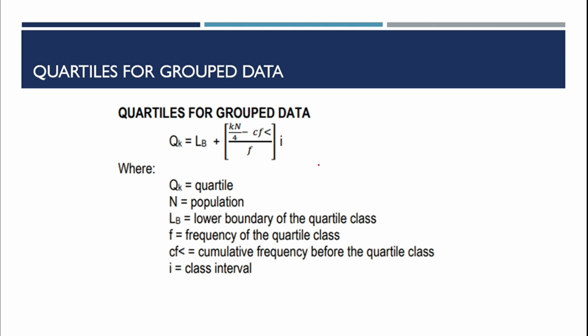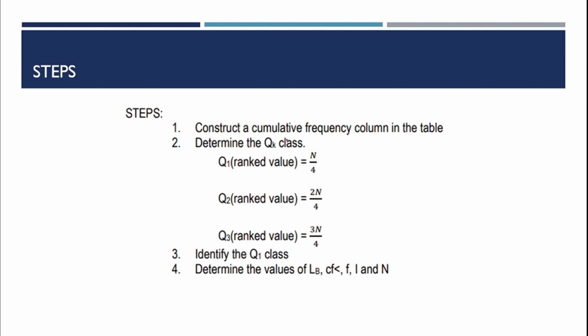So, quartiles for group data. Here is the formula. Qk is the quartile, LB is the lower boundary, and k times N over 4 minus the less than cumulative frequencies before the quartile class, over the frequency, times the interval. This is how to find the quartile for group data.